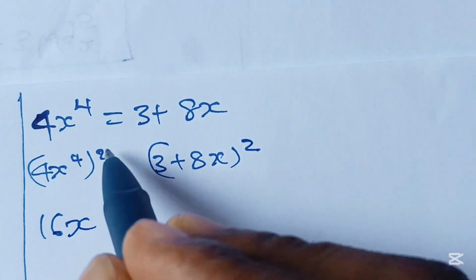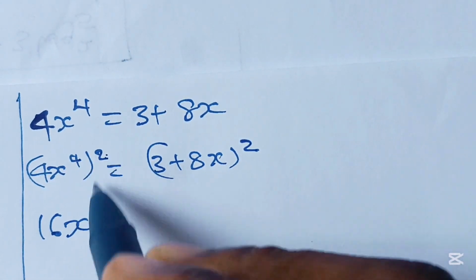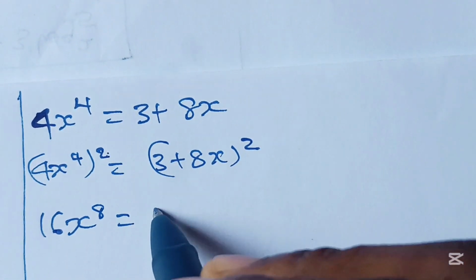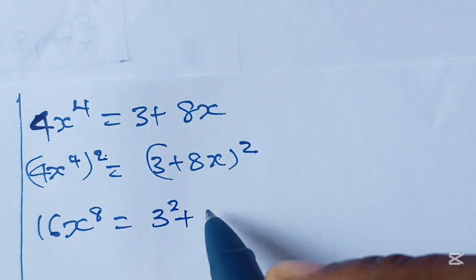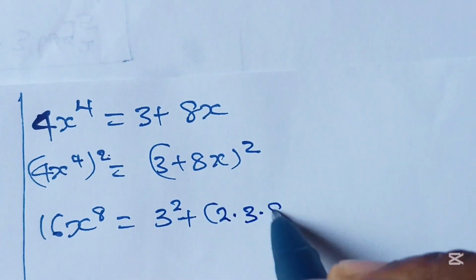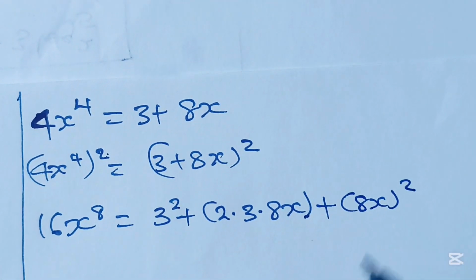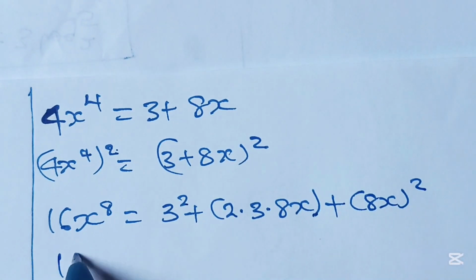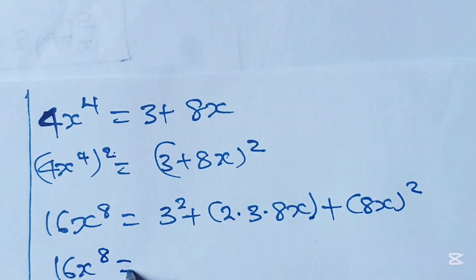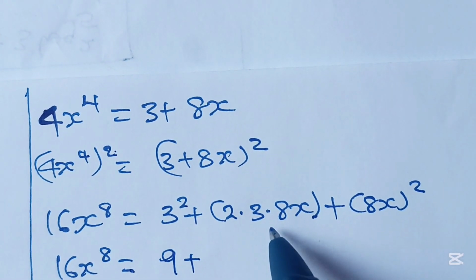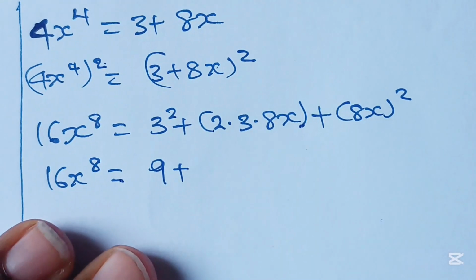Then x to the power of 4 squared will give us x to the power of 8 is equal to, now this is going to be a squared, which is 3 squared, plus 2ab, 2 multiplied by 3 multiplied by 8x, plus b squared, 8x squared. Okay, now we have 16x to the power of 8 is equal to 9 plus 2 times 3 is 6, 6 times 8 is 48, right?